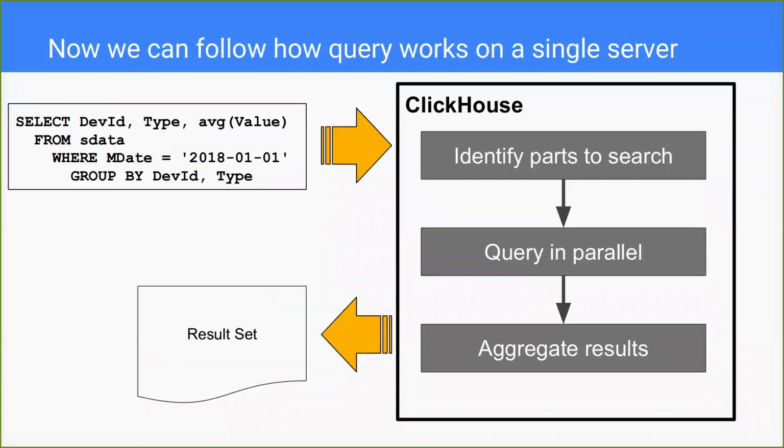So with that, you can follow how a query works on a single server. Here's a simple example query. We do a select, we have a where clause, and ClickHouse will look at this query. If it can, it will restrict the parts to search. If the M date is something that's in the index, in this case it probably would use it. It'll identify the parts to search, then blast out queries in parallel using all available cores and hyperthreads, aggregate the results, and hand them back to you. So that's the basic query format.